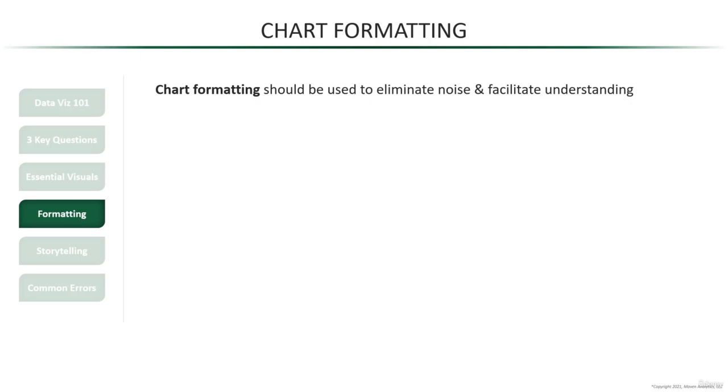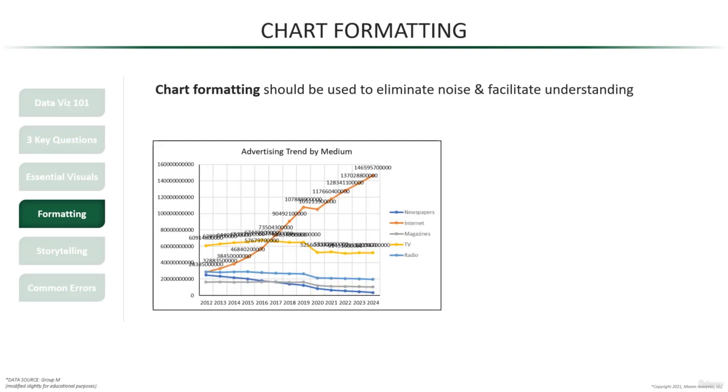And to highlight that, let's take a quick look at this example showing advertising trend by medium. Now, notice that we are trying to show a trend over time, so a line chart is the right chart type. So why is it so hard to understand what's going on? I think this would actually have a hard time passing the 10-second rule. Well, let's take a look at the formatting errors that are adding noise instead of clarity here.